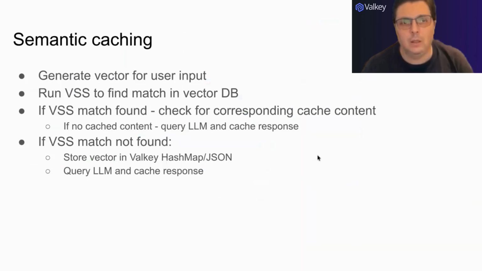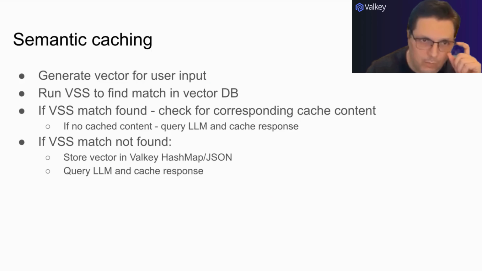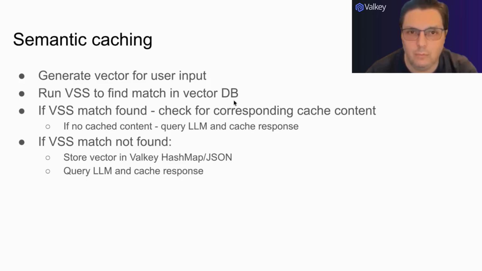Okay, to summarize it all, we generate a vector for the input. We then run vector similarity search to find a match in vector database, which in our case is valkey. If match is found, we can check for a cache also stored in valkey. And it's a good question when we want to store vectors and then separately store caches and then expire one and keep the others. To be honest, a vector without a corresponding cache is not that useful, so you might want to choose to expire them both at the same time. But you can choose to keep them for different duration.